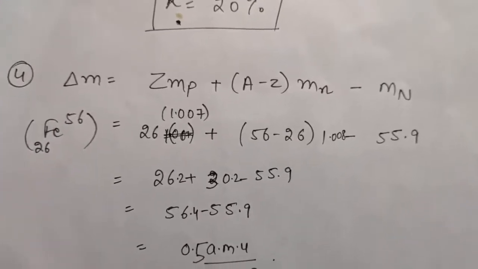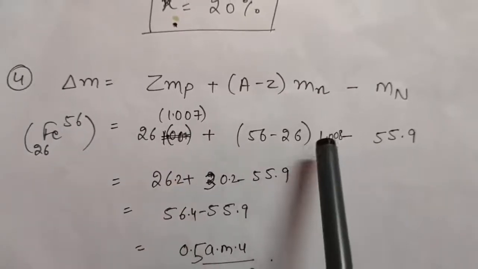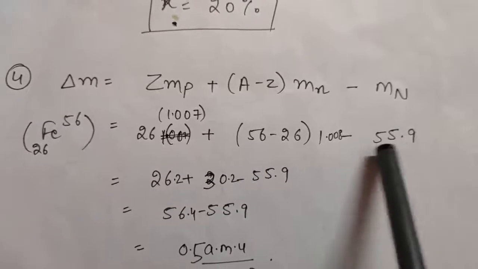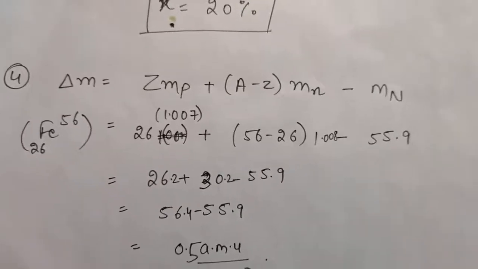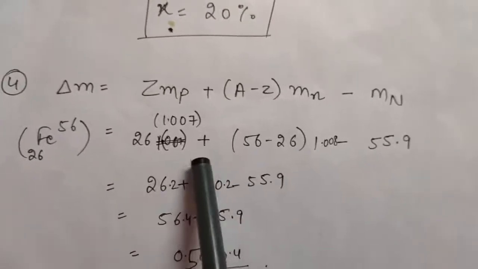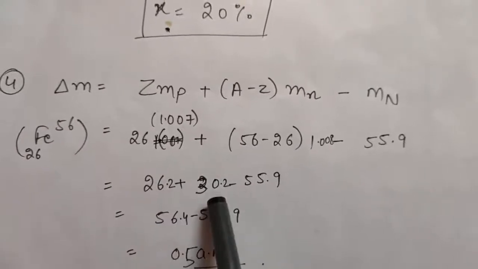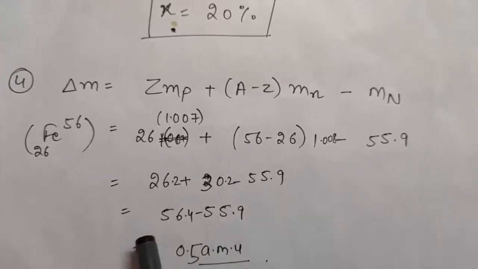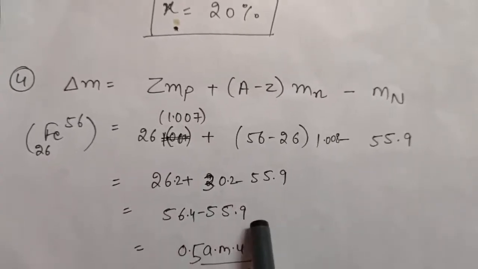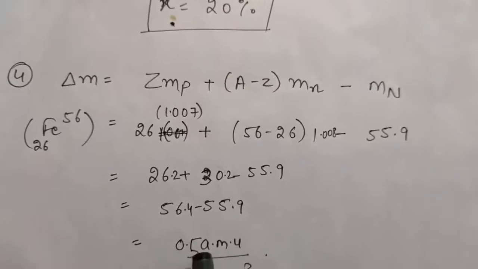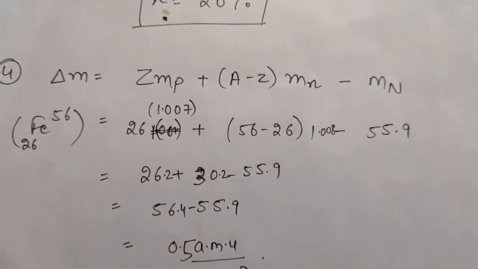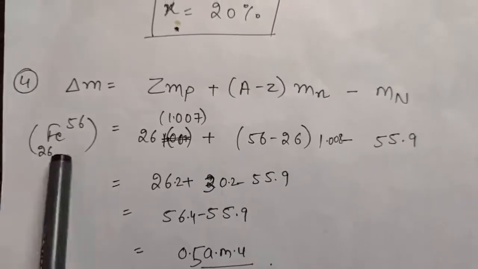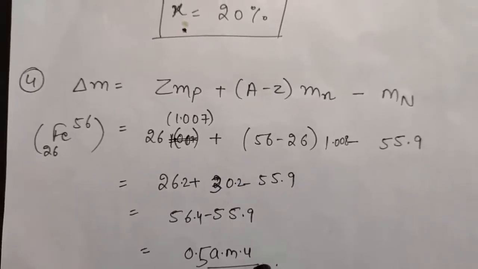I have put their mass in atomic mass unit because the mass of nucleus was given to you in the question in that form only, in atomic mass unit. Now you just have to solve it. This will become 26.2 plus 30.2 minus 55.9. When you solve it, it will be 56.4 minus 55.9. So that will come to be 0.5 AMU. That means the mass defect for the iron element is 0.5 atomic mass unit.